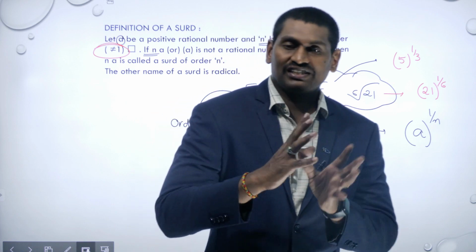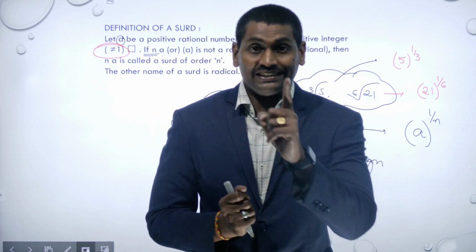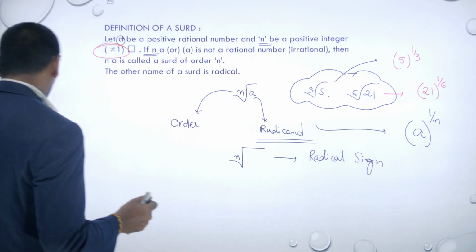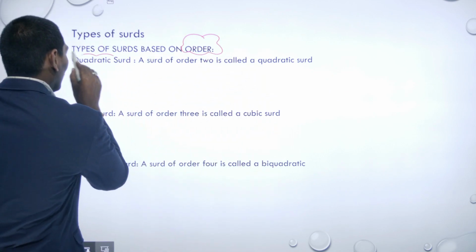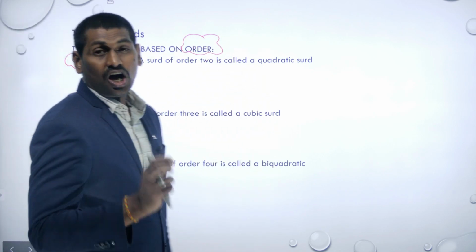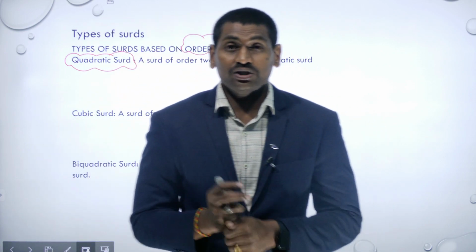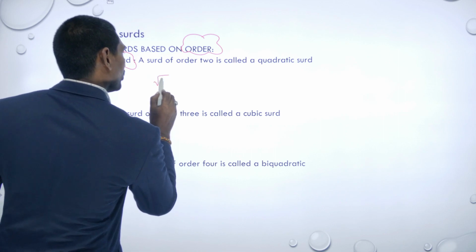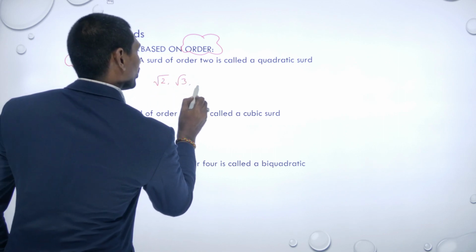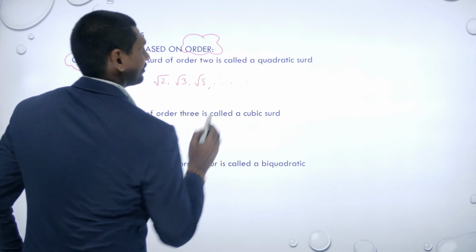2, 3, 4, 5, 6. Any number, it can be the order except 1. Based on the order, first one, quadratic surd. Order 2 surd is called quadratic surd. Nothing but square root of 2, square root of 3, square root of 5 and so on.